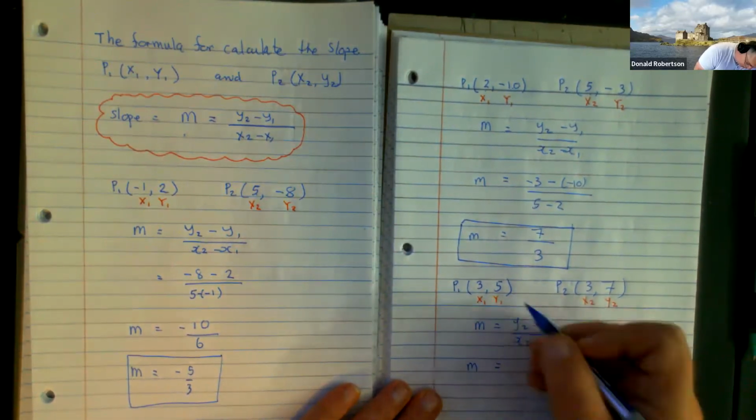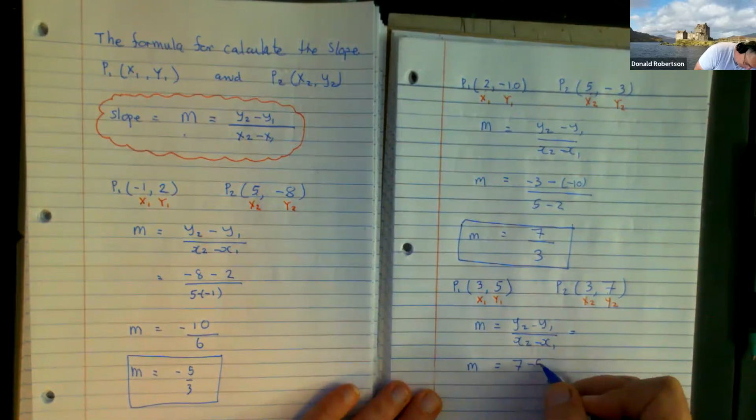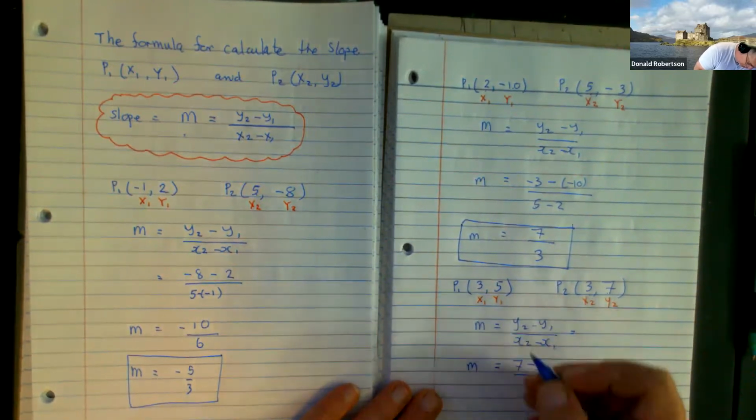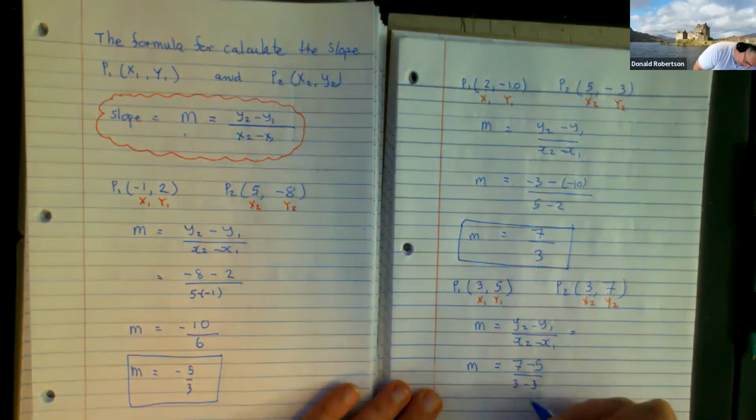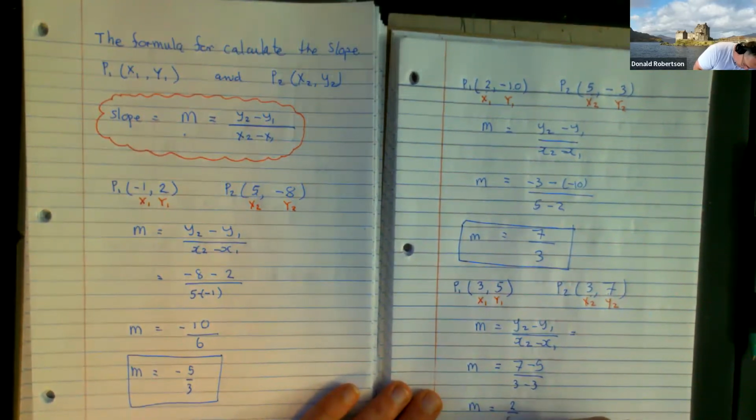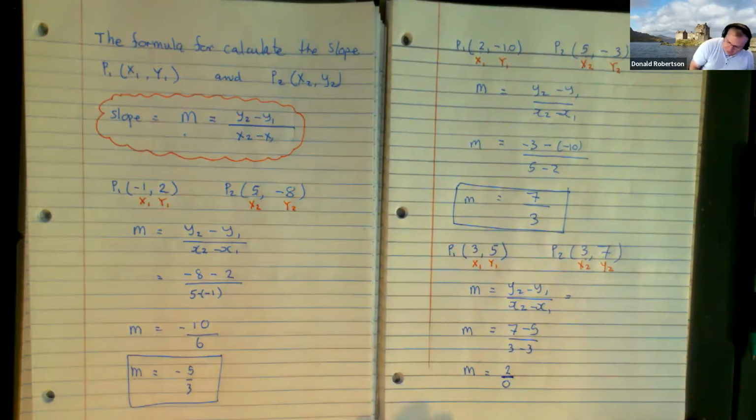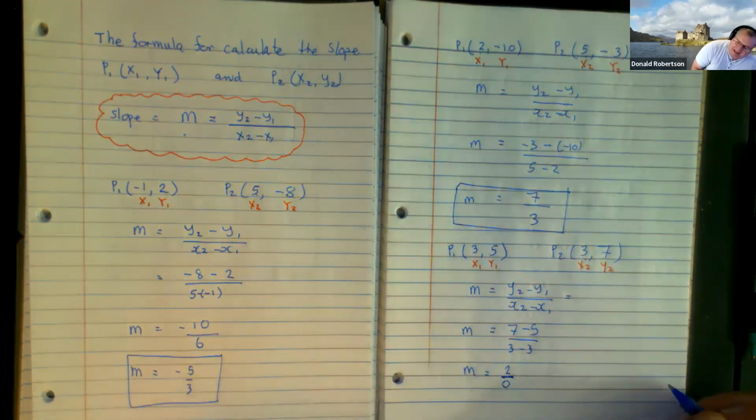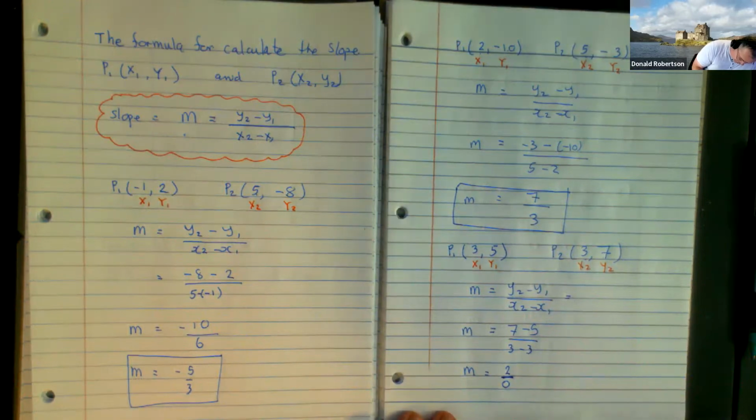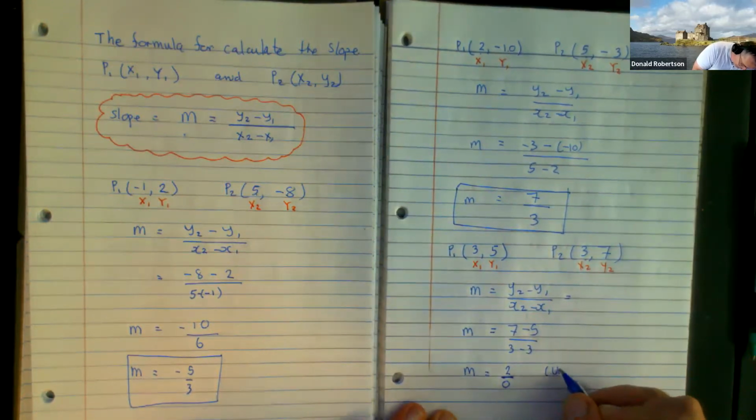It's 7 take away 5, and then it's 3 take away 3. Now that's not a nice result. That calculation has a problem. It's quite a big problem. You cannot divide anything by 0 and get a meaningful numerical answer, at least. So this is undefined.